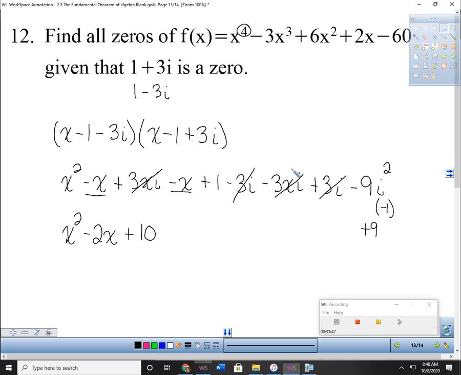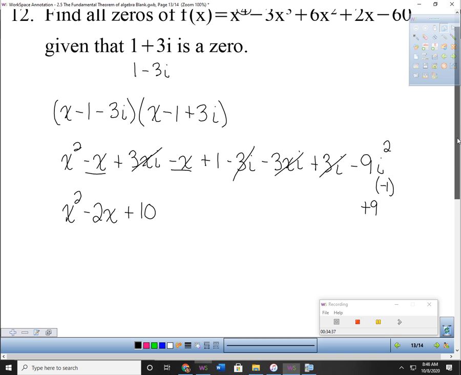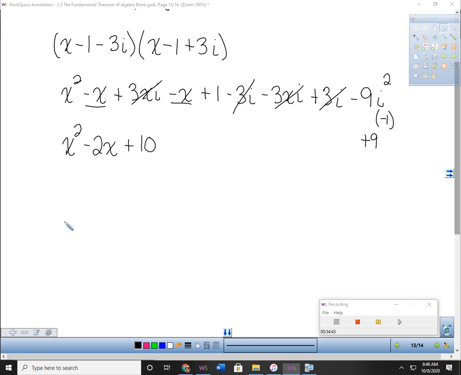So I know that if I took this equation and I divided it by this, then that would give me something I could factor and find the other 2 zeros that I'm missing, right? Because I'm missing 2 of them. So that's exactly what we're going to do. And since this is a trinomial, we're going to have to do long division so that we can figure out what's missing.